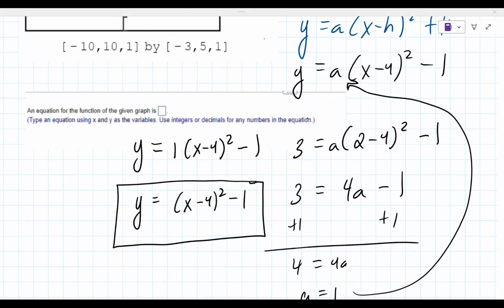So we can go on to the next one. All right, let me know when we can move on to the next one. We're good now to move on to the next one.